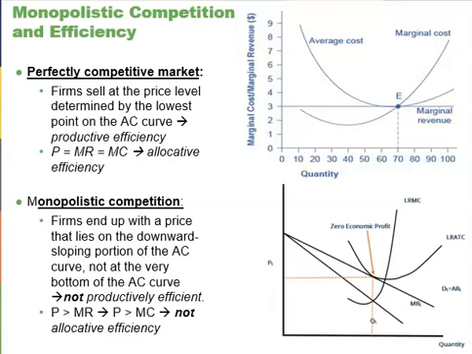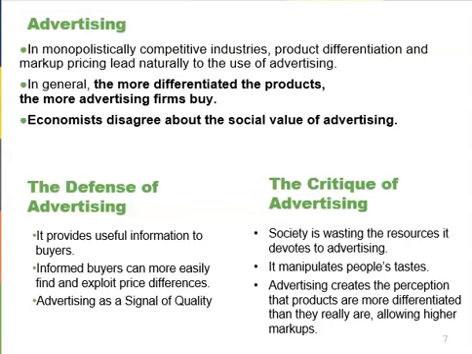This is the same argument we make about monopoly, but in this case, the allocative inefficiency will be smaller. Even though monopolistic competition does not provide productive efficiency or allocative efficiency, it does have benefits of its own. Product differentiation is based on variety and innovation.